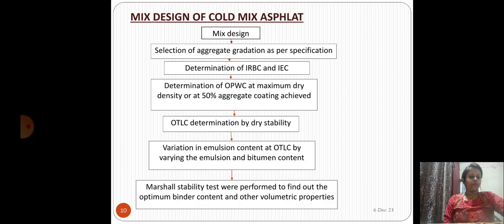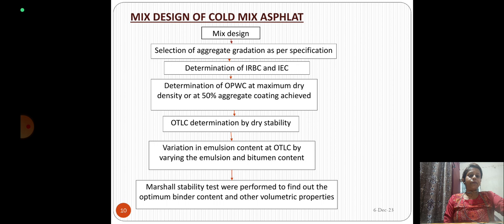The mix design of cold mix asphalt is prepared by following different steps. Initially, we need to select the aggregate gradation as per the specification given in MoRTH. Then we need to determine the initial residual bitumen content and initial emulsion content. Then, after determination of these two criteria, we need to determine the optimum premixing water content by coating test or density, dry Marshall stability test, or where 50% aggregate coating is achieved is considered.